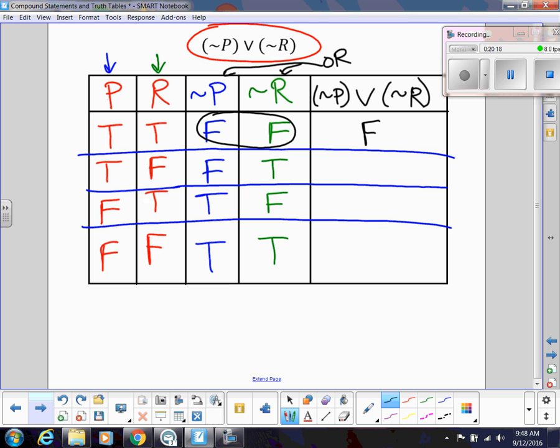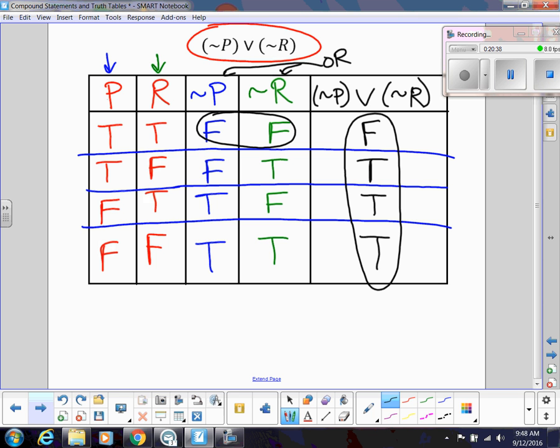Now in the second line, the second one's true, so I have at least one true, so that means that statement is true. And then the third line down, I have at least one true, and then the fourth line down, I have at least one true. So this would be my result of this compound statement.